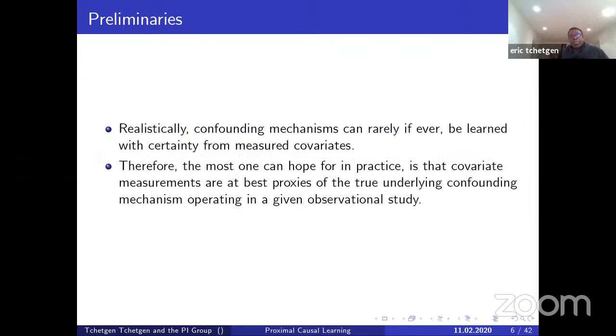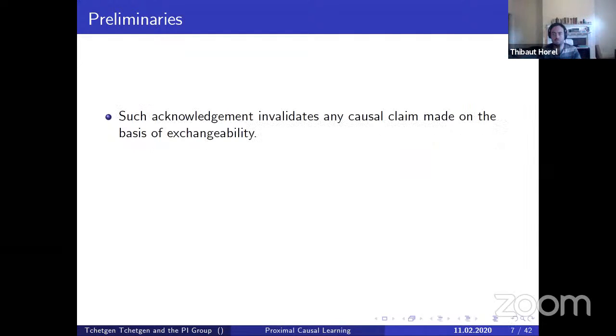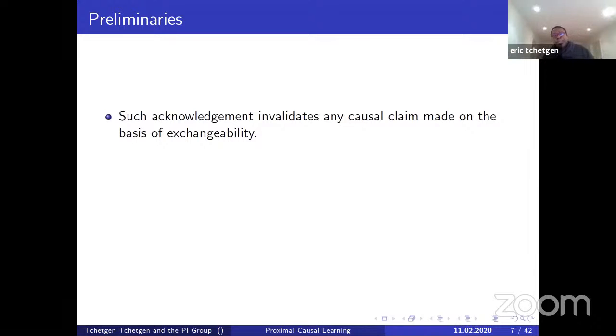So what we're going to argue is that the most that one can hope for in practice is that covariate measurements are at best really good proxies of the true underlying confounding mechanism operating in a given observational study. Once you acknowledge that, any causal claims made on the basis of exchangeability become invalid.